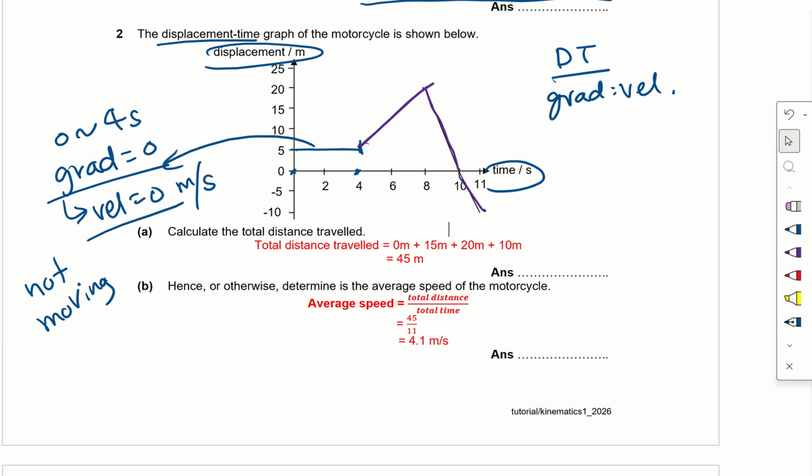The total distance traveled, it is from the 4th second to the 8th second, he actually increased his distance by 15, right? So this part is 15. Then over here, 20 all the way to 0 displacement, it is 20. And for the total distance, we need to count in 11, so it is another 10. But because distance has no direction, whatever he has traveled, you actually add them up together, it is 45 meters.